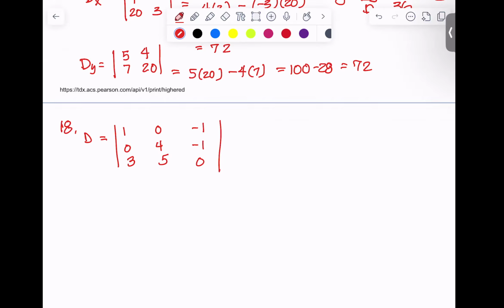And one of the reasons why we give you something this easy is that if you were finding the determinant by hand, this is a very easy determinant to determine by hand. I'm going to use my calculator.